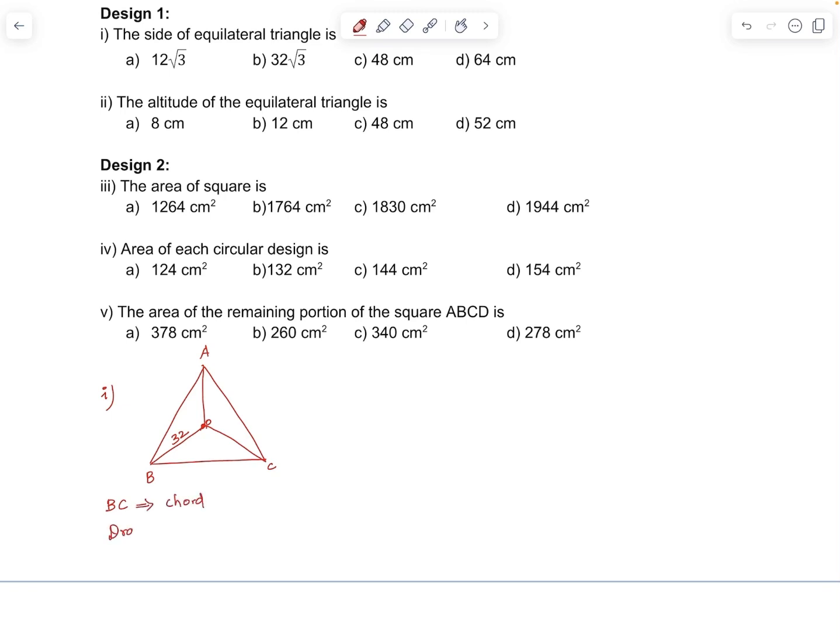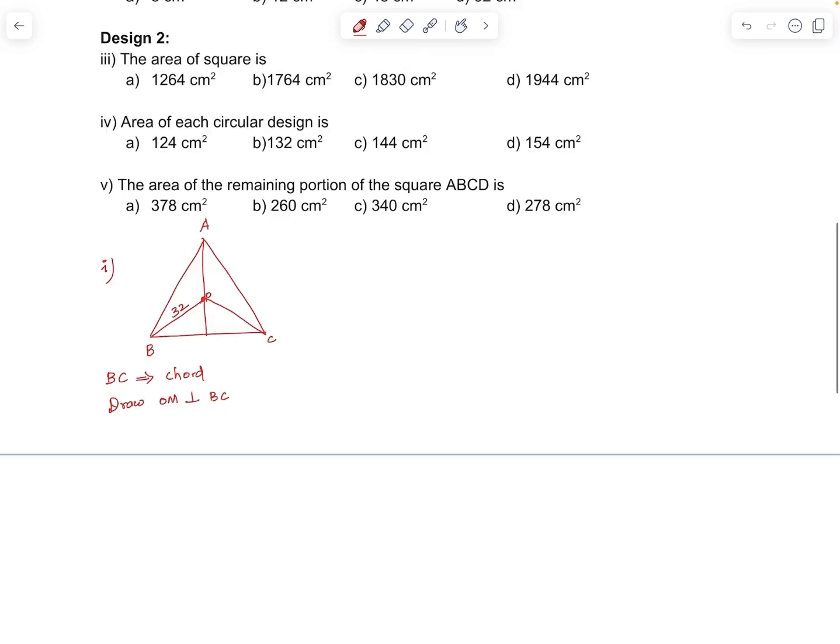Let's draw OM perpendicular to BC. This implies that BM equal to CM. Reason is a perpendicular from the center to the chord bisects the chord. In other words, BC is equal to 2 times BM or 2 times CM.